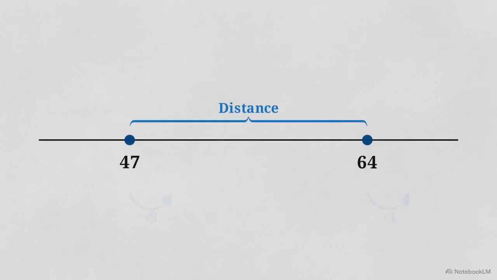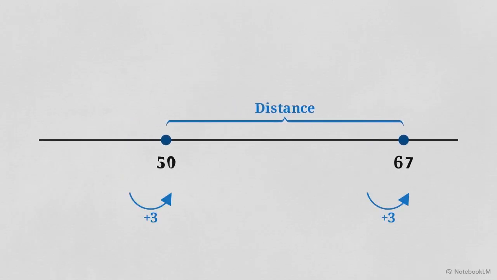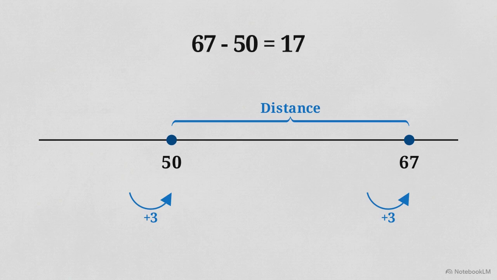Let's use the constant difference strategy instead. Add 3 to 47 to get 50. Add 3 to 64 to get 67. 67 minus 50 is 17.